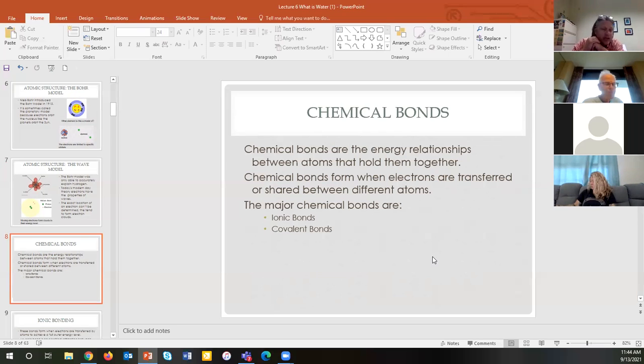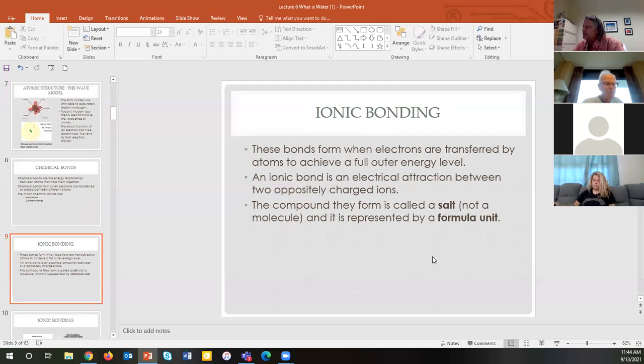Something like oxygen that only needs 2 electrons to fill its outer shell will receive electrons and be a negative ion. Something like sodium, which has 1 electron in the outer shell, likes to lose electrons, and that will become a positive ion. So ionic bonds form when electrons from elements that lose them are transferred to elements that gain them. The compounds they form are called salts. So a salt is formed by ionic bonding.